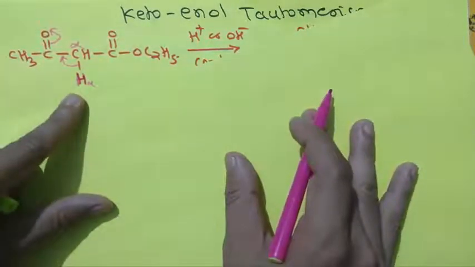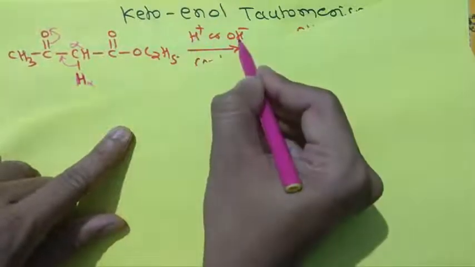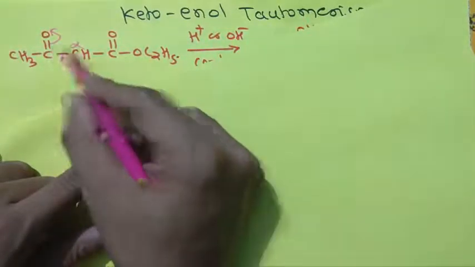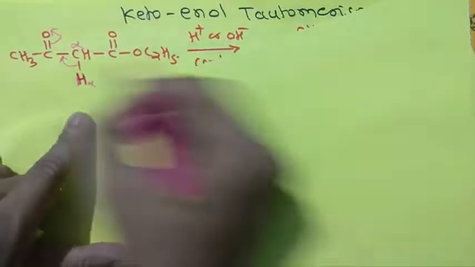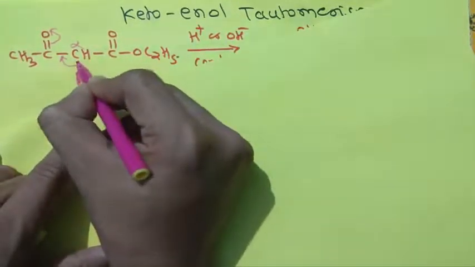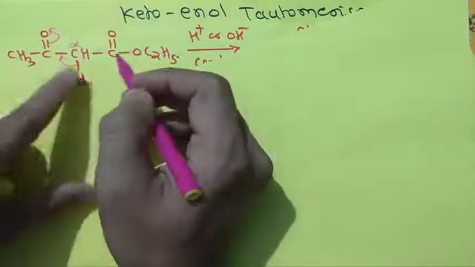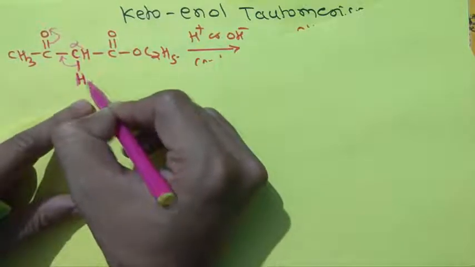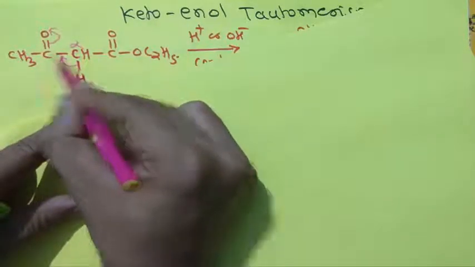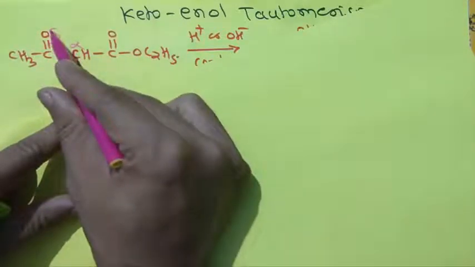See how the migration takes place. This migration can take place in acidic or in basic conditions. Here this bond breaks and this bond is formed. The bond between the alpha carbon atom and the alpha hydrogen atom breaks, and there is a formation of a carbon-carbon double bond here, and this proton is transferred towards the oxygen atom.